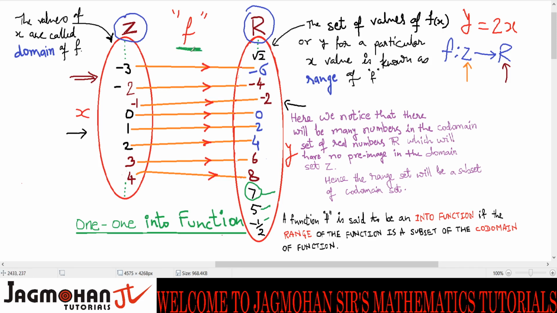What is the rule? The rule is every number in the domain is doubled and then it comes in the range set. So here you understand, if 7 is an element in the codomain set, then it will be the image of a number which has to be 7 upon 2. But the thing is, 7 upon 2 cannot be included in the integer numbers.